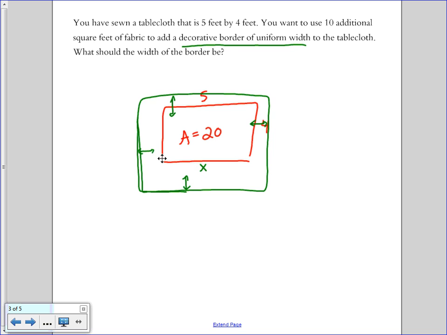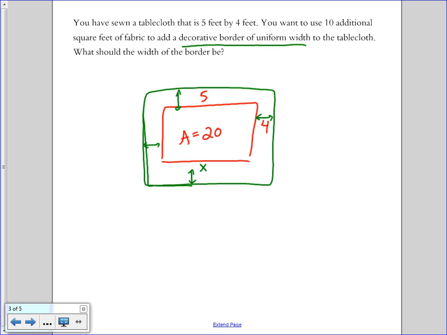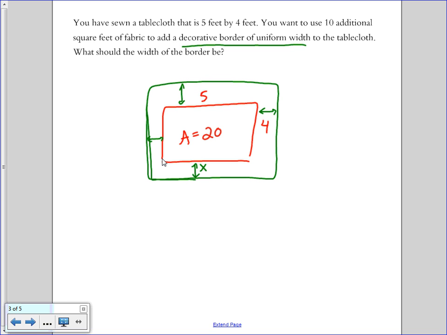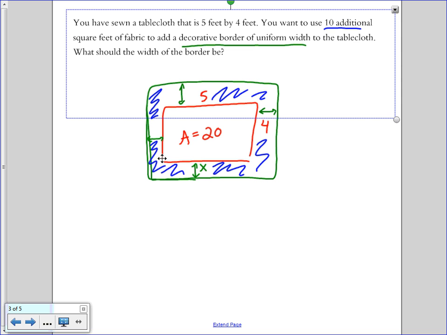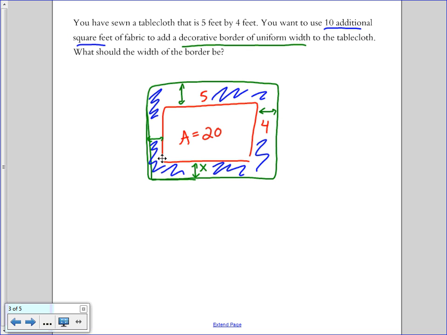And the area of the border, all this extra area here that I'm shading in blue, is the 10 additional square feet. So the total area of the whole quilt, including the inside part and the border, is going to be 20 plus 10. So our area is 30.